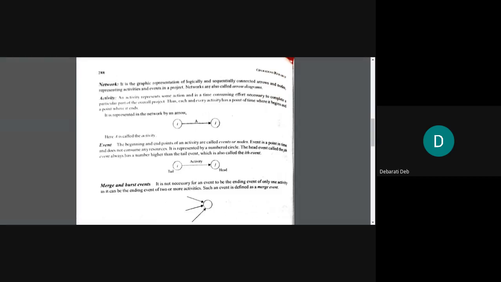Okay, thus each and every activity has a point of time where it begins and also a point where it ends, isn't it? Suppose the activity is of procuring the raw materials, then it has to start someday. Say today it is starting. We are starting to procure the raw material. It will not be completed within 1 day or 1 hour for small projects. It will at least take 1 month of time.